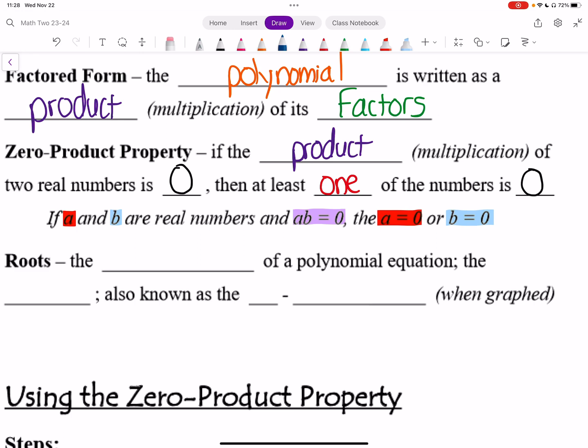Last piece of terminology here, roots. Roots are the solutions to a polynomial equation. They're also known as the zeros, which you've heard me say already. And when we graph these, which we'll do in Unit 3, they are the x-intercepts, or where the graph crosses the x-axis. So, you need to get comfortable hearing the terms roots, solutions, and zeros, knowing that they're all referring to the same thing, basically our answers.